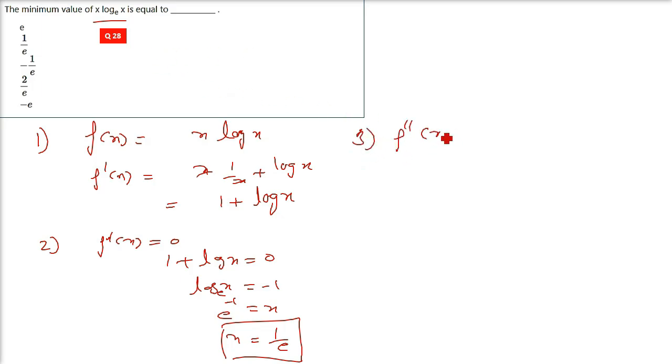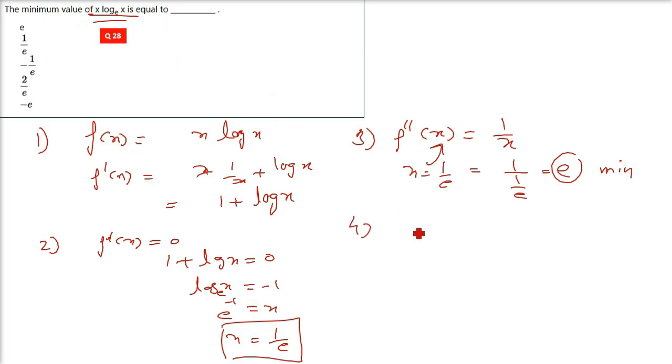And before that, we have to just check for minimum and maximum also. So f''(x), we will double differentiate 1 plus log x. It will be simply 1 by x. And at x equals 1 by e, what are you going to get? You are going to get e. This is minimum, because a positive value will give you minimum.